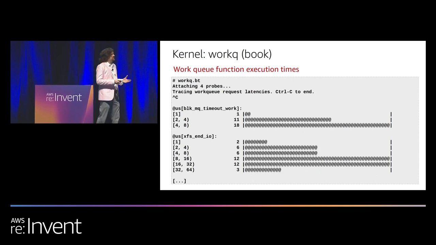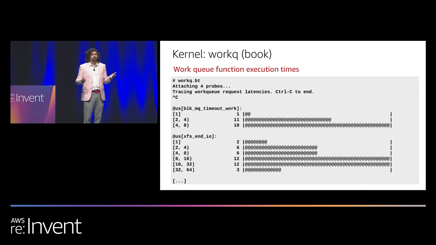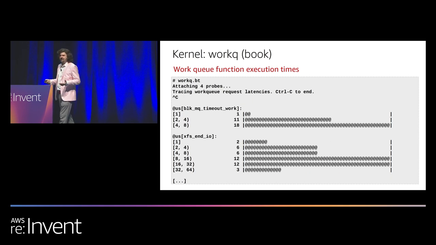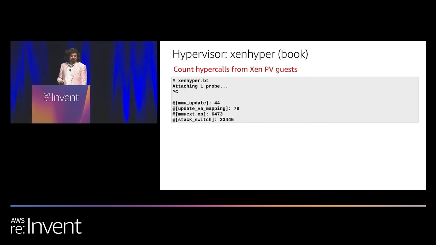And there's lots of tools that give us observability into areas we didn't have before. Kernel work queue function execution times, I've got a tool for that, so I can see how long blk-mq time at work, XFS end IO, in case there's performance issues there.